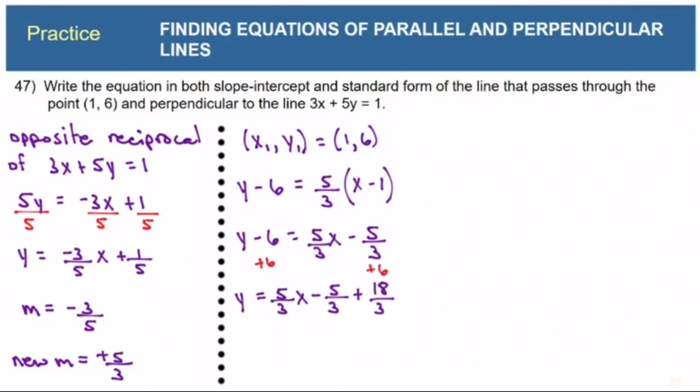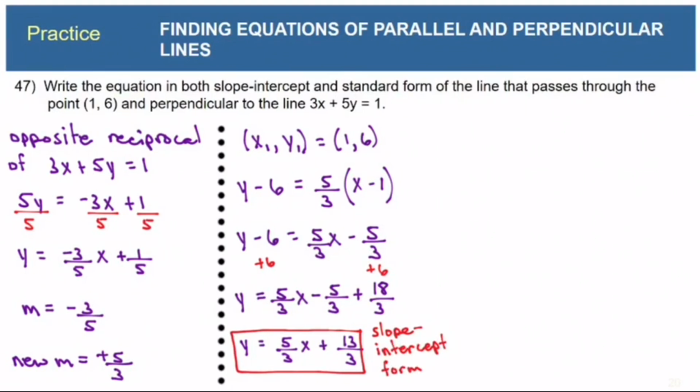Now when I add 6 to both sides, because I'm adding to something that has a denominator of 3, I will want to change the 6 to thirds. So multiply this 6 by 3/3, and we see that 6 is equivalent to 18/3. All right, now negative 5/3 plus 18/3 adds up to 13/3. And here is our slope-intercept form.